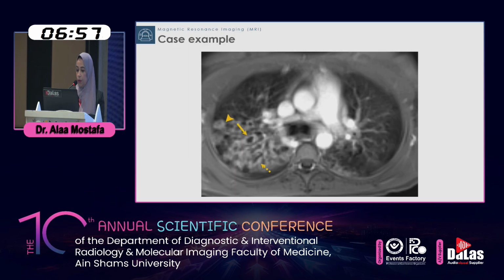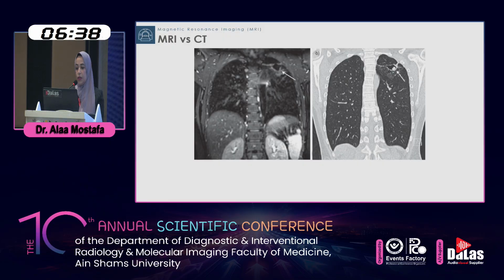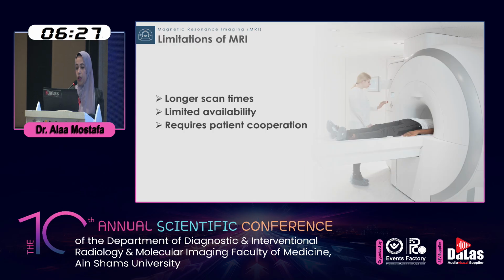Here is a case example showing MRI for monitoring of disease progression in a 13-year-old boy with cystic fibrosis. Axial post-contrast VIBE MR images show upper lobe predominant bronchiectasis as marked by the solid arrow and peribronchial thickening as marked by the dashed arrow, with an area of mucus plugging as marked by the arrowhead. MRI versus CT. CT offers superior structural detail, while MRI is superior in functional imaging. Together, they provide a complete picture of cystic fibrosis lung disease.